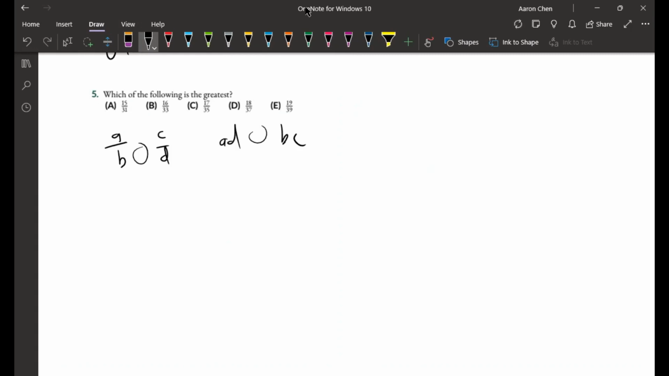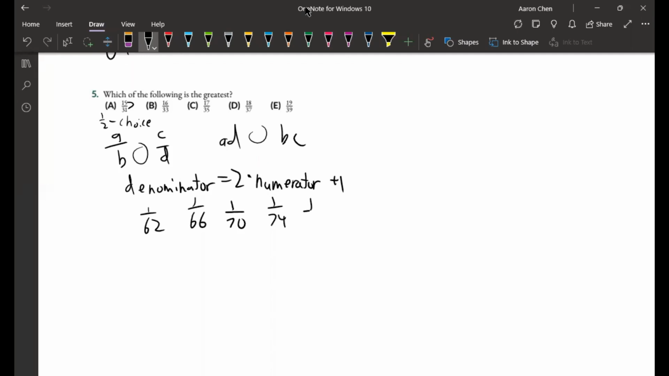Instead, we can see that for these numerators and denominators, the denominator is always 2 times the numerator plus 1. So what we do is we subtract each of these choices from 1/2. Then what we get is 1 over 62, 1 over 66, 1 over 70, 1 over 74, and 1 over 78. And now the greatest choice is the one.